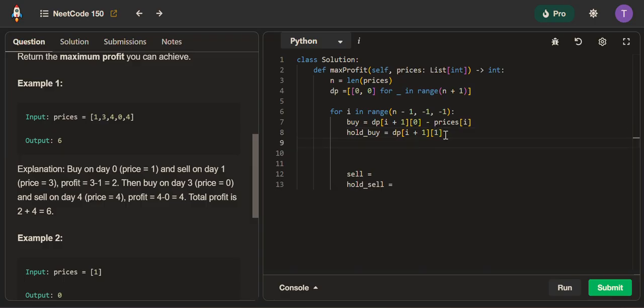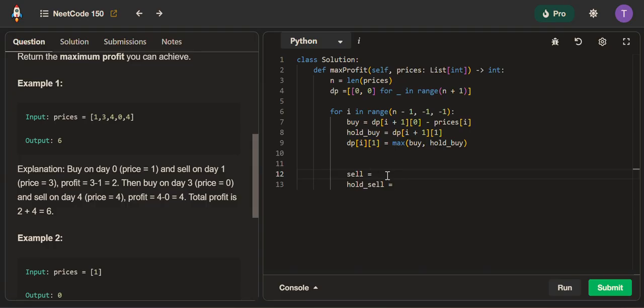All right. And now we want to make sure that we're setting the dp at this index i in the column 1. The column 1 is the column to the right, which represented the buying column in my example. So this is going to be equal to the maximum value, as we want to maximize our profits, between our buy and our hold buy. All right, that's good.